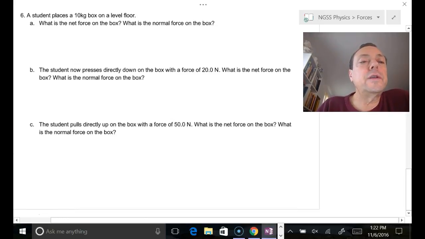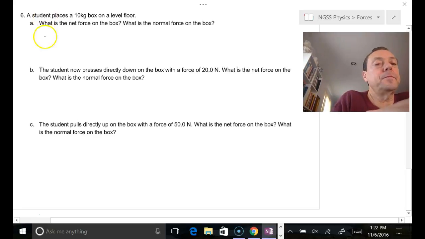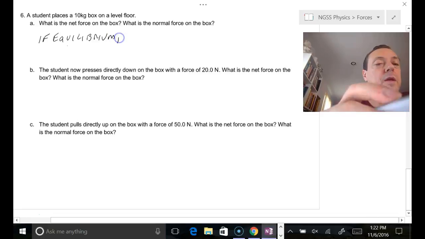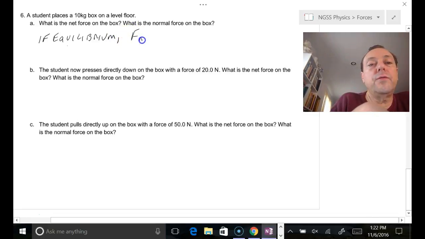A student places a 10-kilogram box on a level floor. What is the net force on the box? Assuming equilibrium, if we have equilibrium, net force is 0.